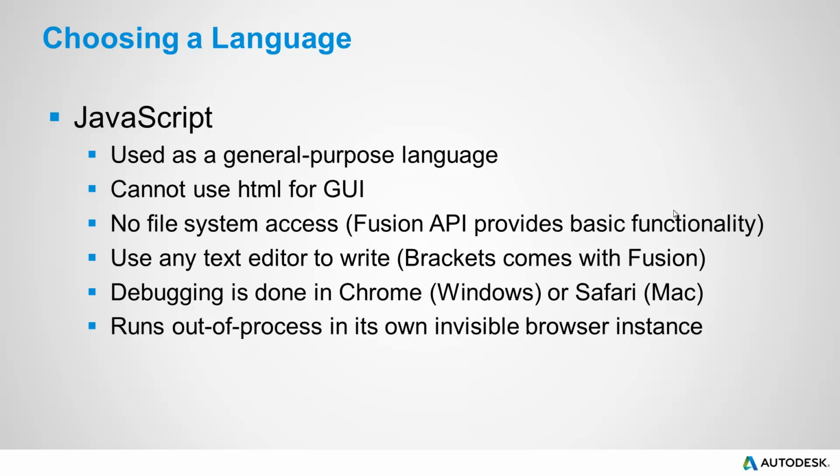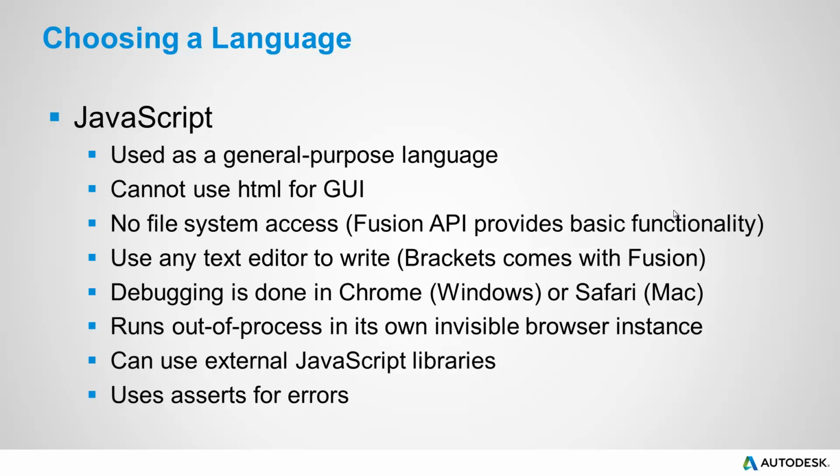And you can use additional JavaScript libraries, so you're not limited to just what's built into JavaScript, but you can use other libraries if you want. And then if there are errors when you make API calls, it throws asserts, and you can catch those with try catch statements. And one limitation with JavaScript compared to the other languages is that not all events will be supported. This is just a limitation for the time being, but you need to be aware of that.